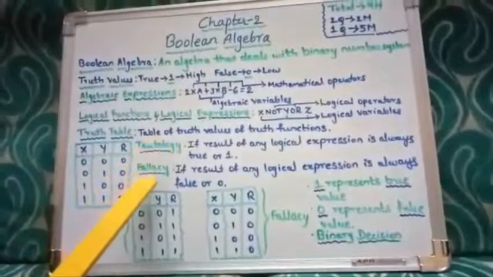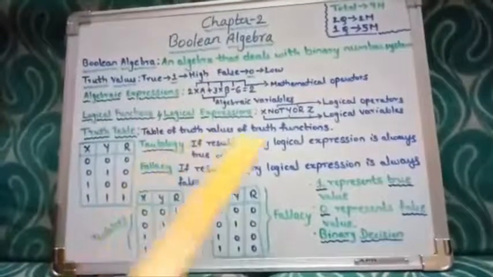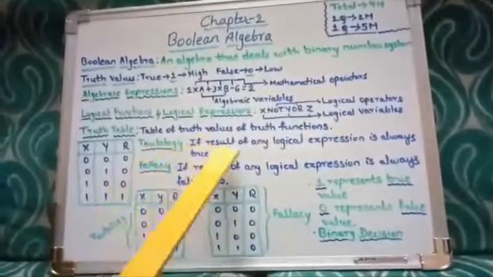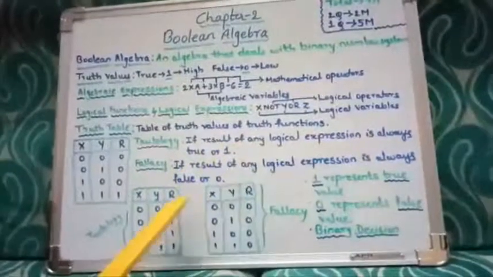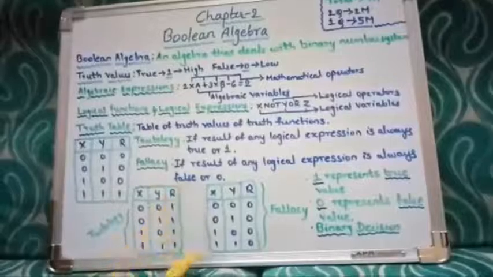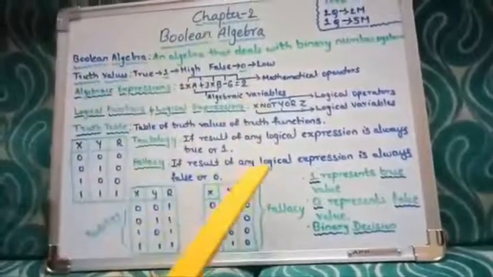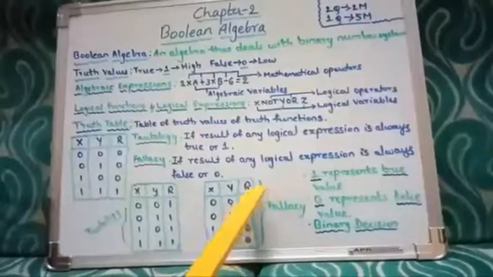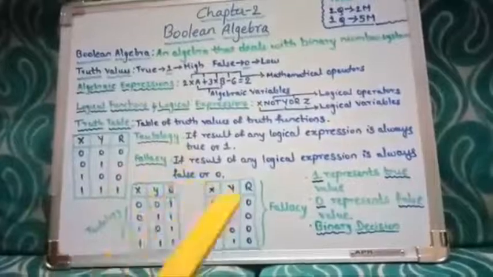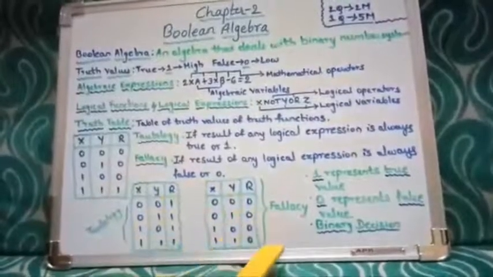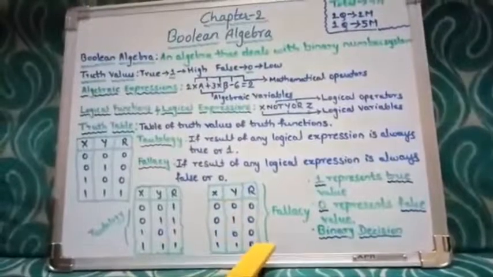Here two words are there, tautology and falsity. We can define tautology and falsity like this. If the result of any logical expression is always true or 1, it is called a tautology. If the result of any logical expression is always false or 0, it is called a falsity. 1 represents true here, 0 represents false here. 1 means true or high, 0 means low or false.